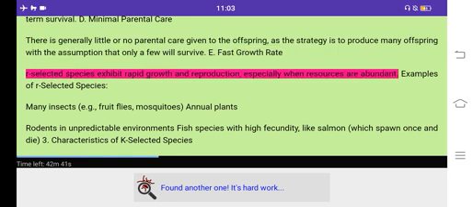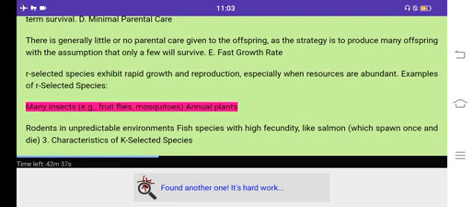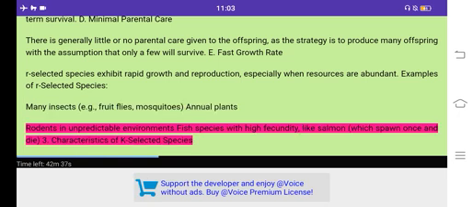E. Fast growth rate. R-selected species exhibit rapid growth and reproduction, especially when resources are abundant. Examples of R-selected species: many insects, e.g., fruit flies, mosquitoes; annual plants; rodents in unpredictable environments; fish species with high fecundity, like salmon, which spawn once and die.